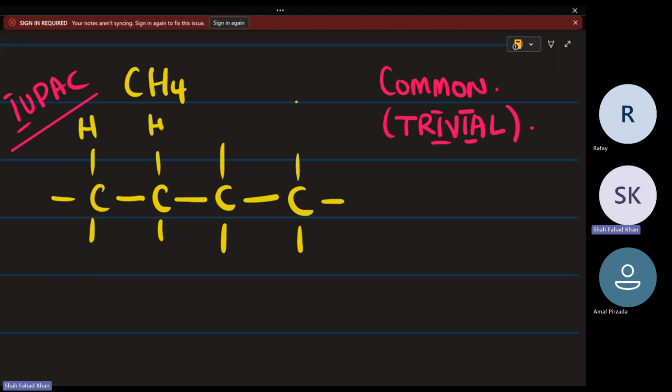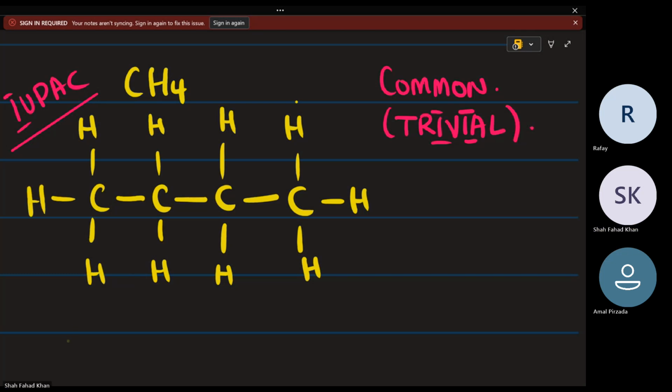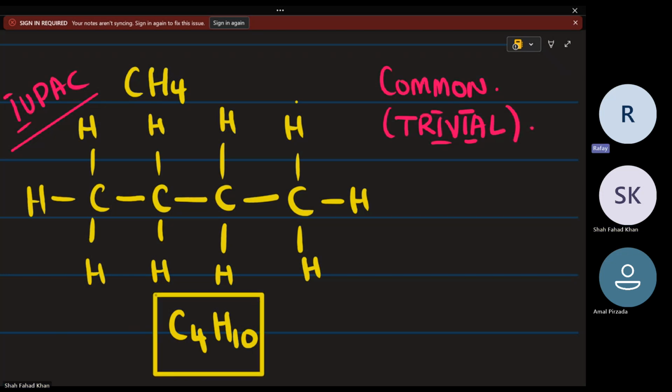So let's talk about IUPAC naming first. So basically, what is this compound? Is this an alkane? It doesn't have a functional group. This is the displayed formula of C4H10. If you count all the hydrogens, there are 10, right? And if you count all the carbons, there are 4. So we have C4H10 in here. Understood?